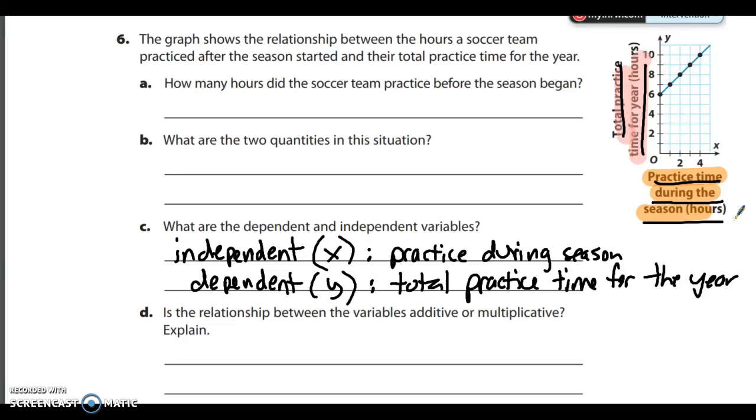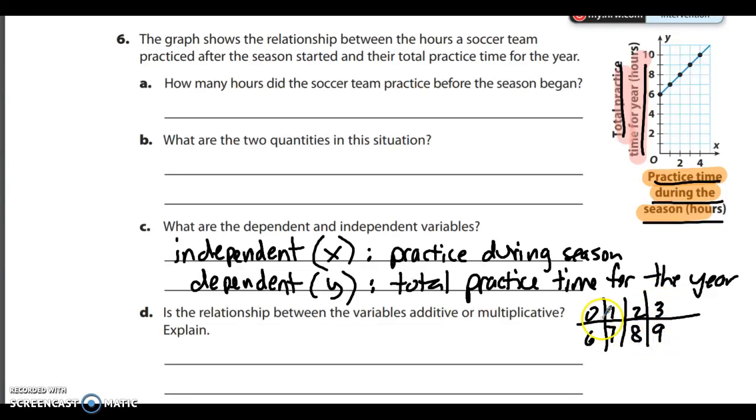All right, question D. Is the relationship between the variables additive or multiplicative? Explain. Multiplicative means that all the y values would be multiplied from all the x values, and additive means they would just be added. So what are the numbers here? The first value is 0 and 6, and the second value is 1 and 7, and the third value is 2 and 8. We could even make a little table for that. Over 0, up 6. Over 1, up 7. Over 2, up 8. Over 3, up 9.